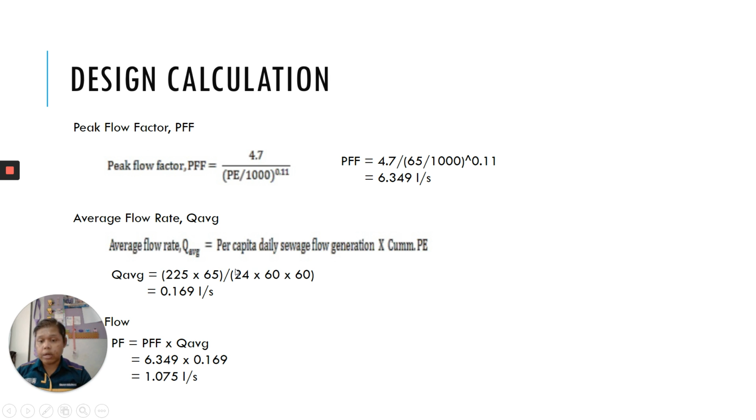A day is equal to 24 hours, 1 hour is equal to 60 minutes, 1 minute equal to 60 seconds. So we get this answer. And then we calculate the peak flow. The peak flow is equal to the peak flow factor times the Q average. All these steps of the design calculation, we will transfer into a spreadsheet that I will show to you later. So this is a sample of the calculation that you have to put in your report so that we will know how you calculate every single parameter that we need to use in our sewerage design.